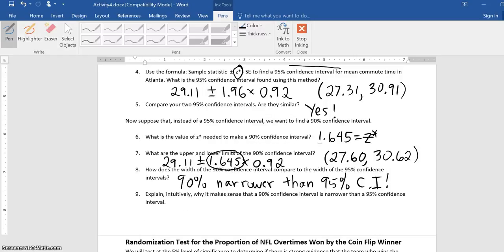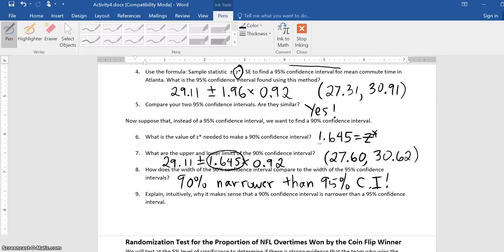Now intuitively, why does this make sense? Well, remember that our confidence interval gives us a certain percent confidence that our interval contains the true value of the parameter. The more values that are included in our interval, the wider the interval has to be, the better the chance that we are going to actually contain our true value of the parameter that we're trying to estimate. So to have more confidence, we need a wider interval. To have less confidence, we don't have to include quite so many values, so we'll have a narrower confidence interval.